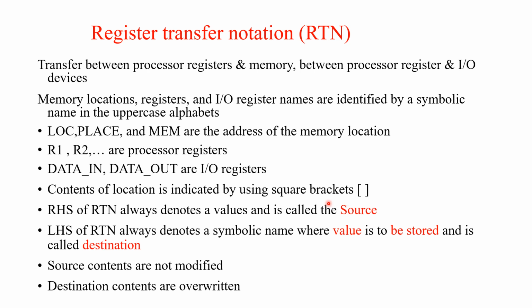For example, [LOC] within the square brackets means the value stored in the memory location LOC. In a data transfer operation, the source is where the data comes from and the destination is where it goes. The source does not change, but the destination is overwritten.